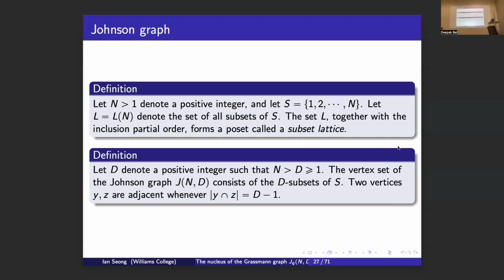So it's going to be the subsets of S that have size D. And two vertices Y and Z are considered adjacent whenever their intersection has size one less than D. Okay, so let's have a look at an example.